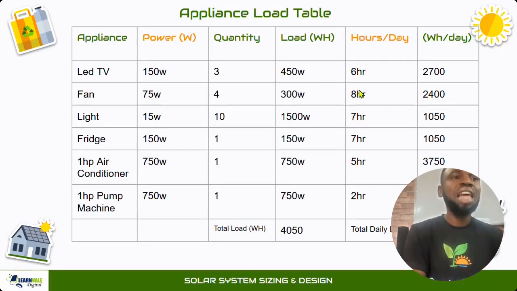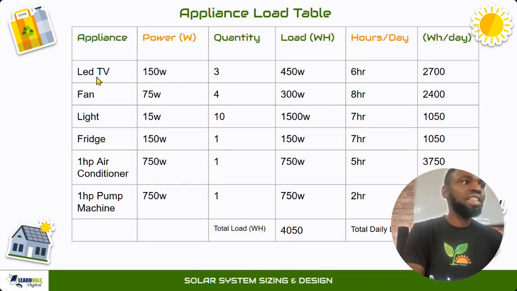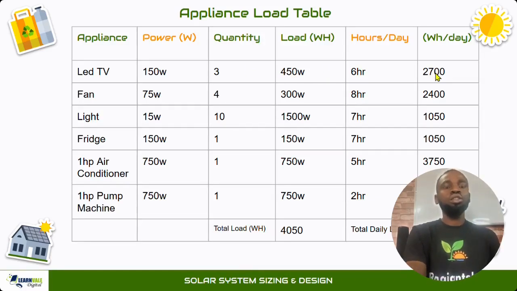You're going to get the daily operating hours of each of these devices. After you have done that, you times the load power by the quantity, and you times it by the hours it's going to run. For this particular TV, if it runs for 6 hours under this 450 watt, it's going to eat up 2700 watt hour a day. So you do this for all the appliances.